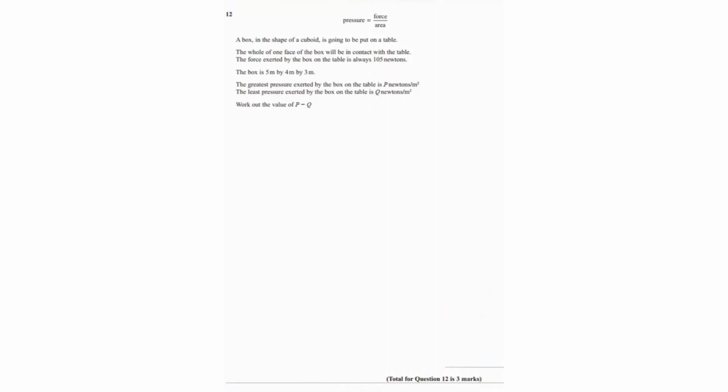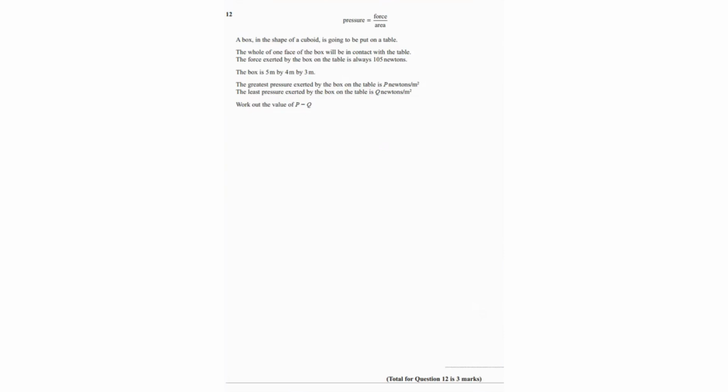Now, the next question says that pressure equals force over area again. A box in the shape of a cuboid is going to be put on a table. The whole of one face of the box will be in contact with the table. The force exerted by the box on the table is always 105 newtons. The box is 5 by 4 by 3. The greatest pressure exerted by the box on the table is P newtons per meter square. The least pressure exerted by the box on the table is Q newtons per meter square. We have to work out the value of P minus Q.